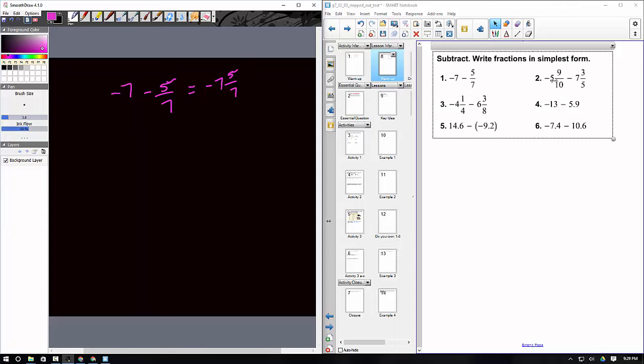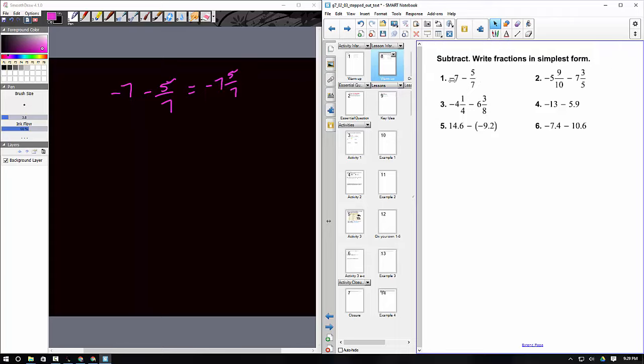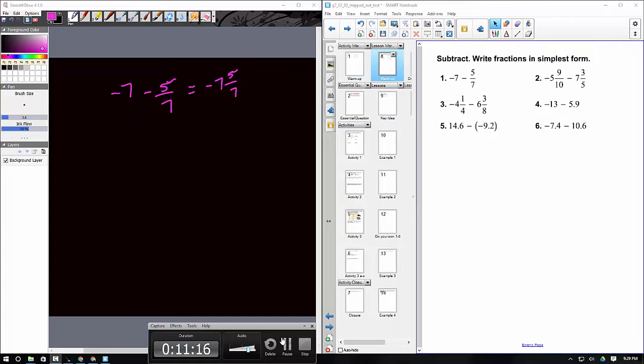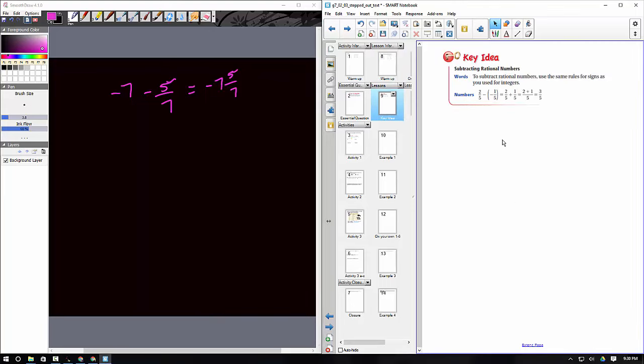And then we'll continue on, and you would change these to tenths, and so on. I mean, it's always the same thing over and over again. Remember that if you have two negatives here, they become a positive, so this number is actually getting bigger. So this would be like 23.8, I think. So again, the key idea is to subtract rational numbers, use the same rule as you use for integers. It's exactly the same thing.